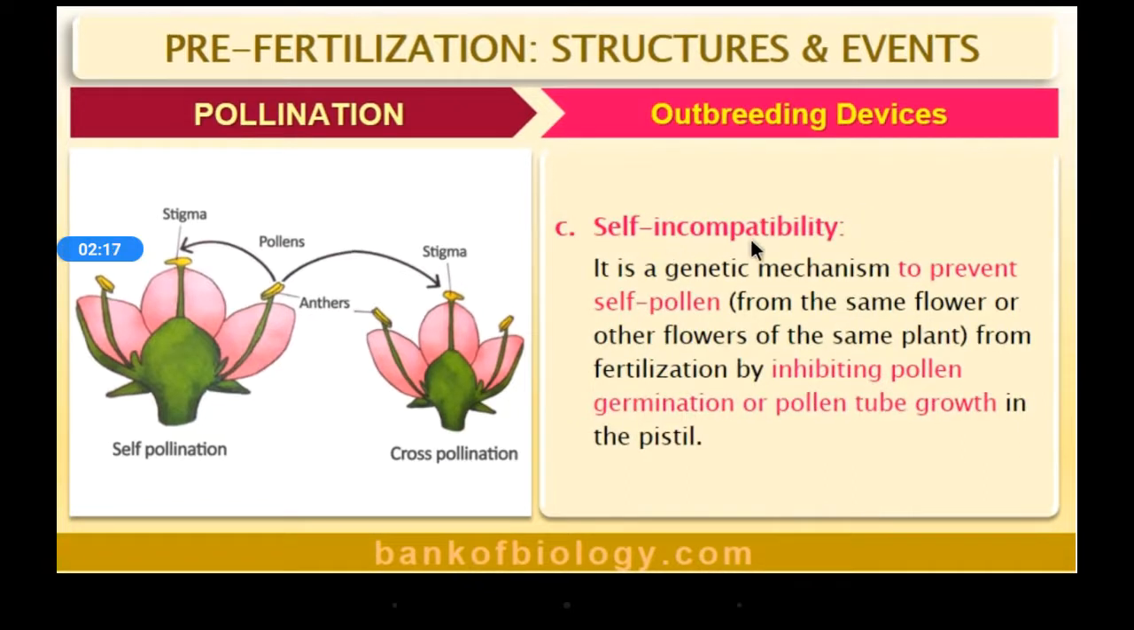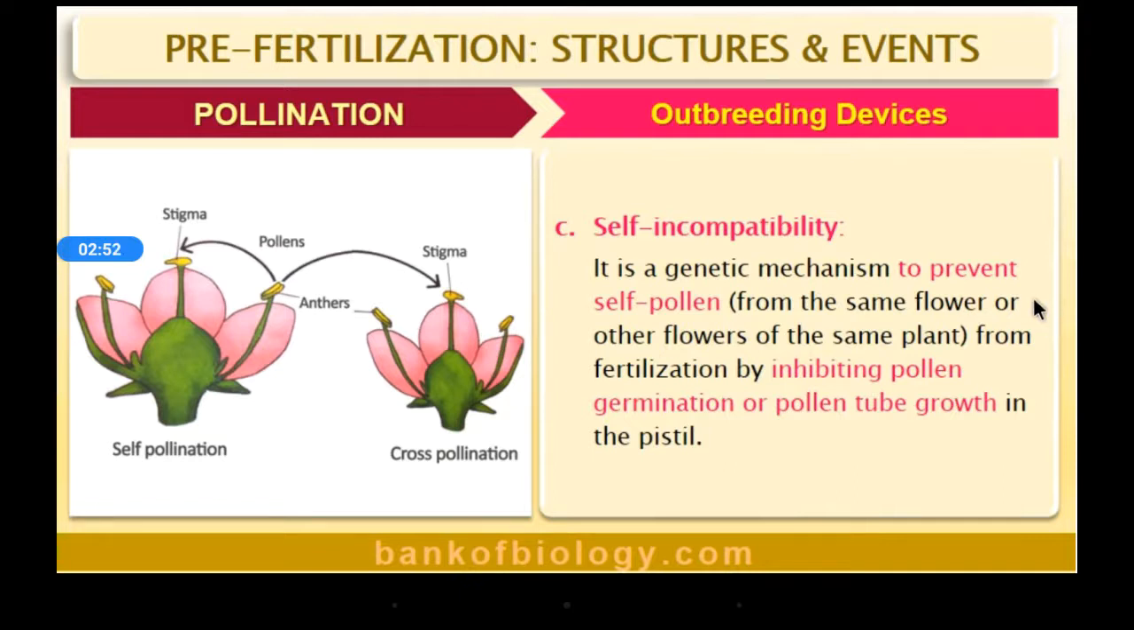Next is self-incompatibility. Self-incompatibility, actually, is a genetic mechanism to prevent self-pollen. That means inhibiting, that means preventing pollen germination. You know, when the pollen grains come and fall, they should develop the pollen tube. Then only through the pollen tubes will the pollen grains reach the female part, the pistil, right? The ovary or the ovule. So inhibiting that pollen germination or pollen tube growth, so that the fusion will not take place, pollination will not take place.